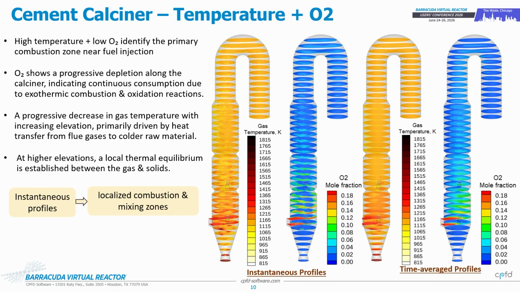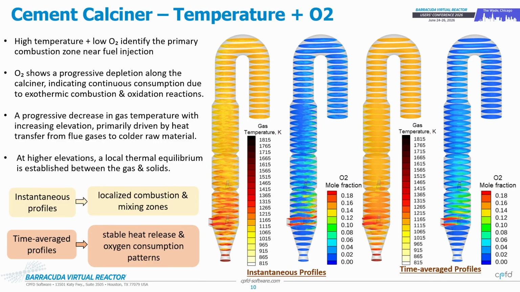And here on the right, I have the time average profiles. While the instantaneous view tells us how the model is transient, with a lot of things happening, this interaction of particles with gases, the time average profiles are very useful because they show an overall stable heat release and the oxygen patterns as well. Here we can see that at higher elevations in the calciner, the temperature stabilizes. There is a thermal equilibrium that is established between the gases and the solids.